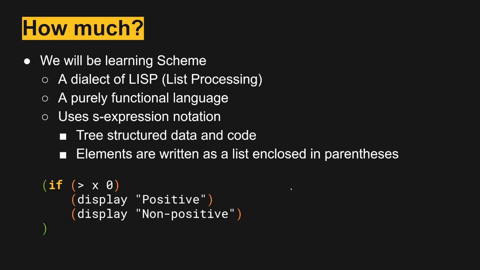So Scheme is a dialect of Lisp, and most would call it a purely functional language. It uses the S-expression notation, which, just to be honest, is going to be a nightmare getting used to. It's very different than what you're used to with other languages. No more braces. It's very parentheses focused, and elements are written as lists enclosed in parentheses. So you end up with something that looks like this.